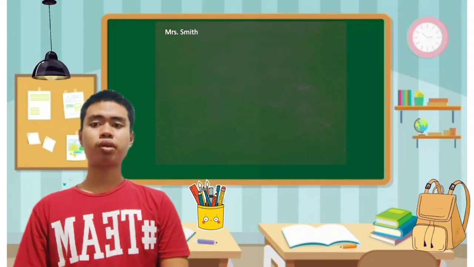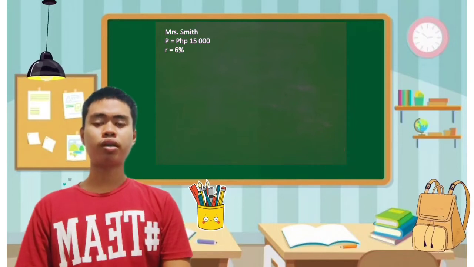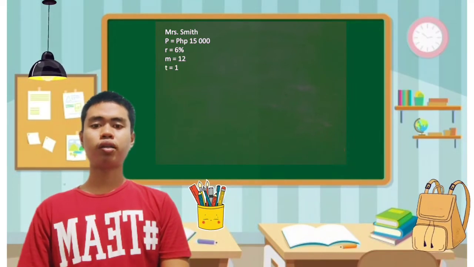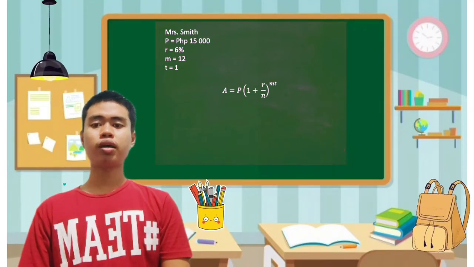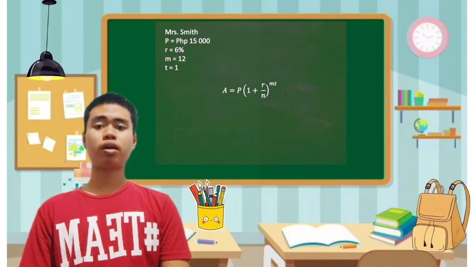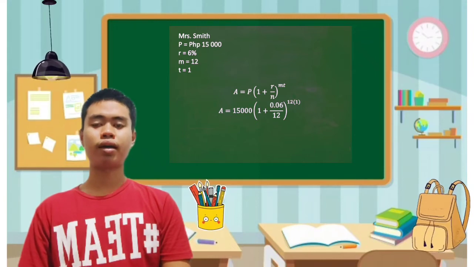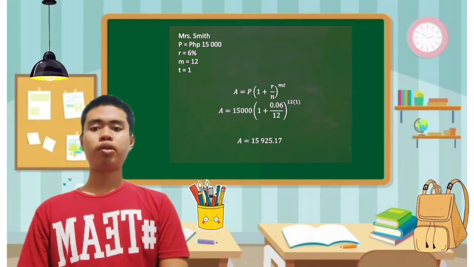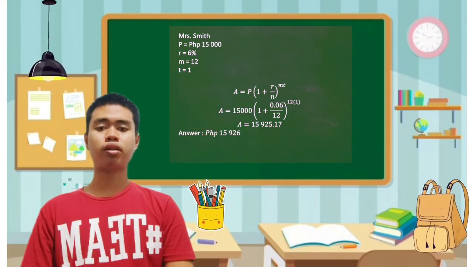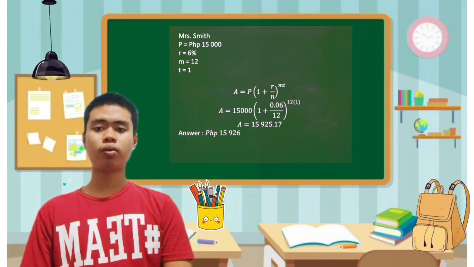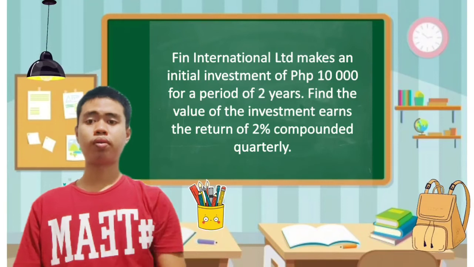Next, we solve for Mrs. Smith, where P is 15,000 pesos, the rate is 6%, m is monthly or 12, and the time is 1 year. The formula is A equals P multiplied by 1 plus r over n raised to nt. We substitute the given to the formula and we will get 15,925.17, or the final answer is 15,926. And then we all know that Mrs. Smith is right.